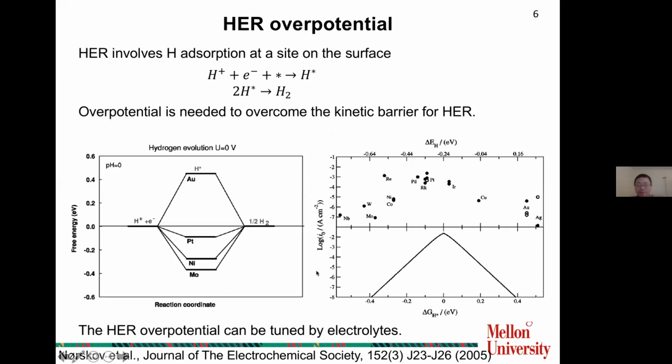And then people have already calculated the overpotential for different systems. As you can see in this figure, the right figure, for different systems, the adsorption energy corresponds to a quite different kinetic barrier. For palladium, if you go to the Gibbs scale, it will be about minus 0.